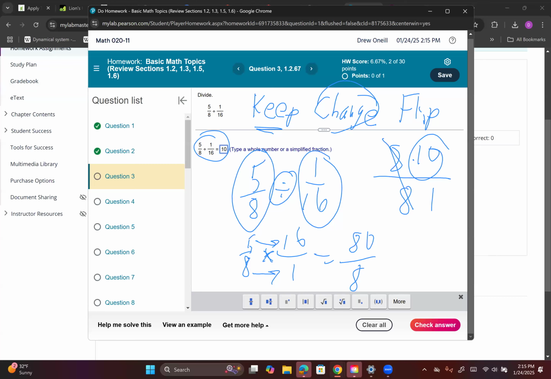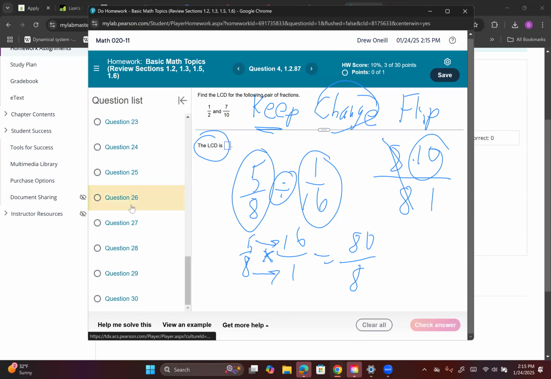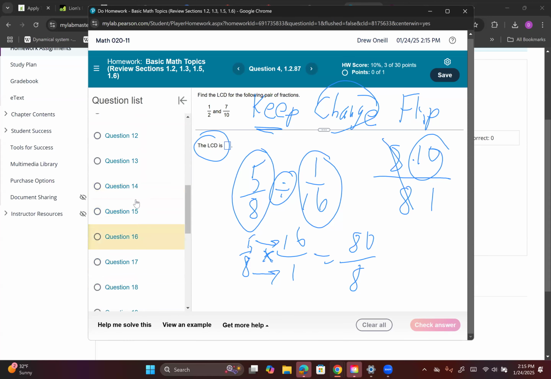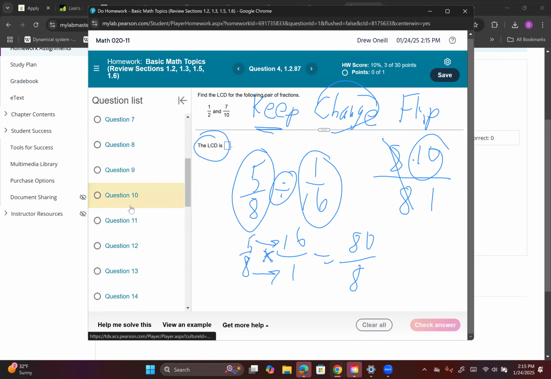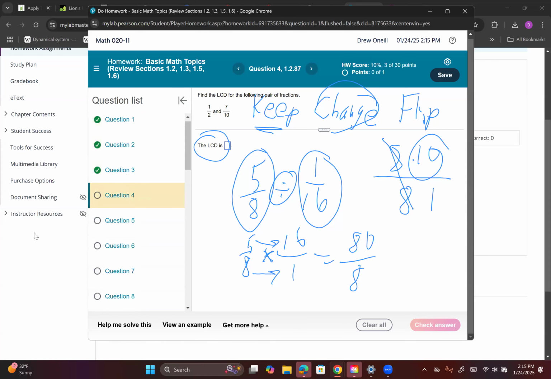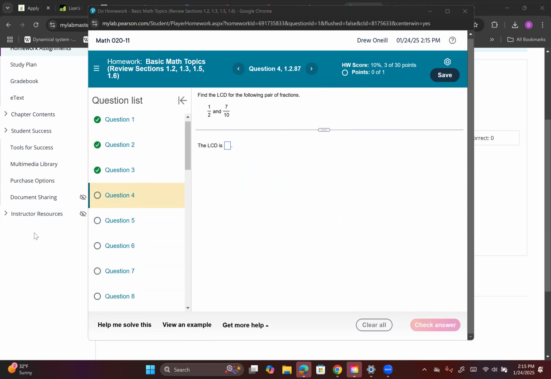Okay. Got it. Now, let's bounce around a little. I know these look like a lot, but some of them won't take you too much time. LCD, it's tough. Let's do one of those and then maybe one more, and we'll jump into another section.